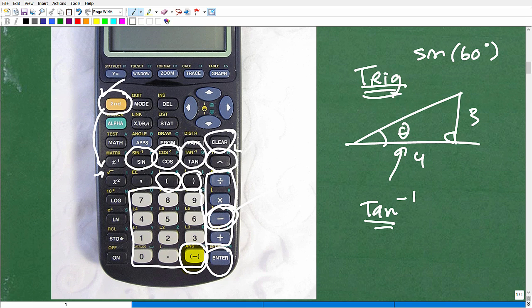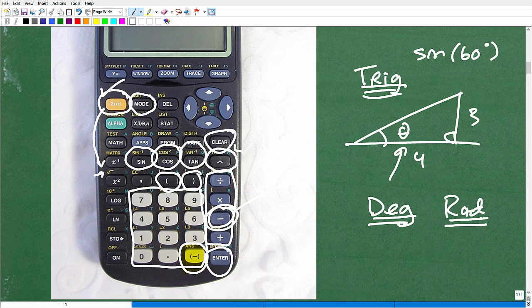Now, there's something that you need to know. When you're dealing with trigonometry, we can describe angles as either degrees or radians. This is very, very common. So you have to go into the mode button on this calculator. All calculators, even a scientific calculator, should have some sort of mode button, and you can switch between degrees and radians. Very, very important.